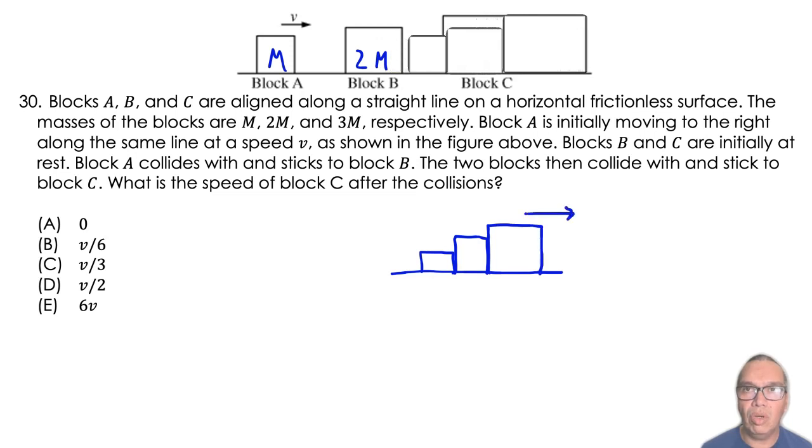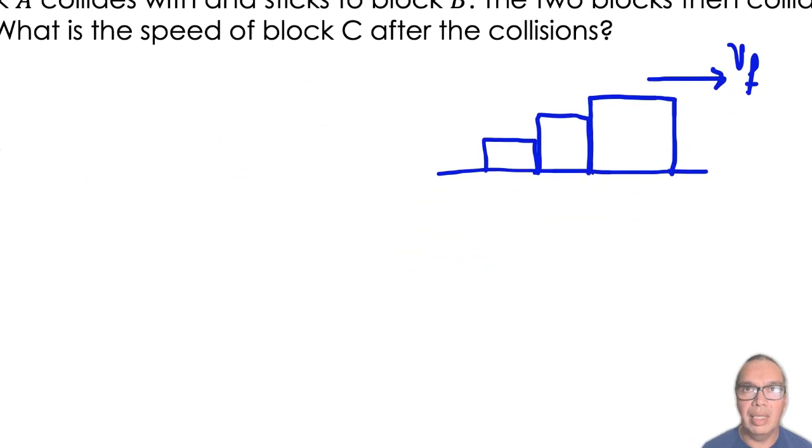Since the collisions all happen on a frictionless horizontal surface and there are no external forces doing work on the system, it is isolated. This means that the amount of momentum is conserved throughout all of the collisions. We do not need to solve the problem step by step.